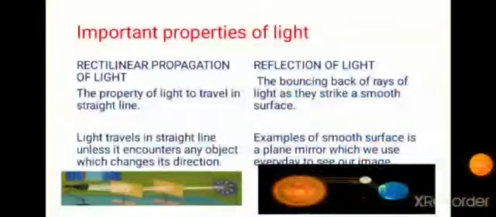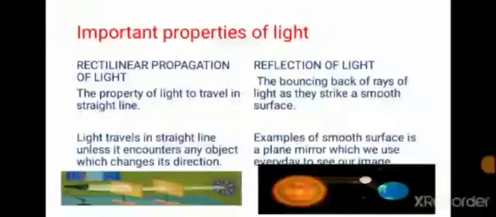Now let us study certain important properties of light. The very first property is rectilinear propagation of light. It states that the light travels in a straight line. Light travels in a straight line unless it encounters any object which changes its direction. The given figure represents a source of light from which the light rays travel through two holes in a straight direction.